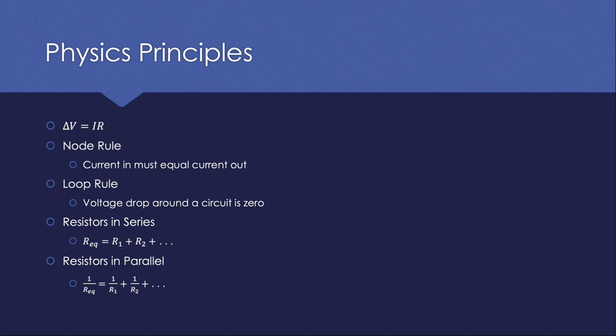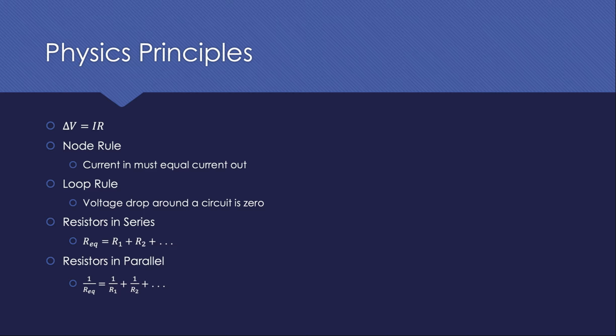Before we get into the actual lab, let's look at some of the fundamental physics principles involved. First, the potential difference between 2 points is the current times the resistance. The node rule states that the current entering and exiting a node must be equal. The loop rule says that the voltage drop around a circuit must be 0.